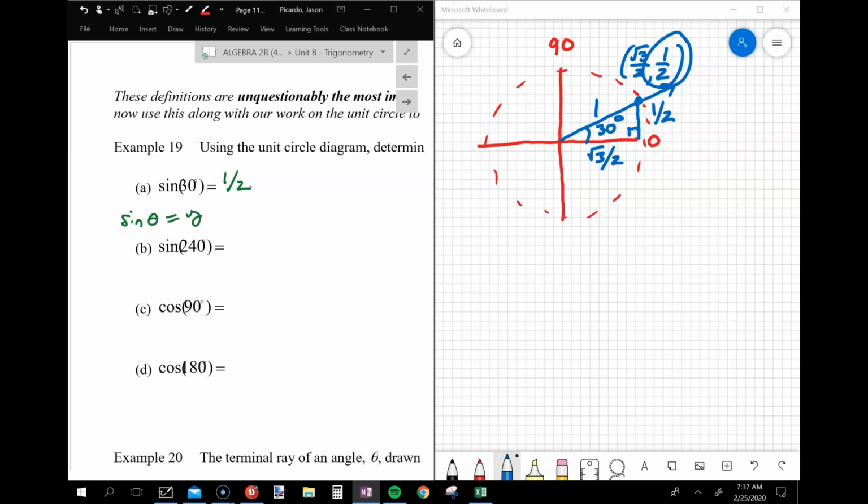So there was a bunch of skills that we had to put together to do that problem, right? We had to do a reference angle, right? We had to build the triangle. We had to label the sides, right? So there was a lot that was going on. 240.